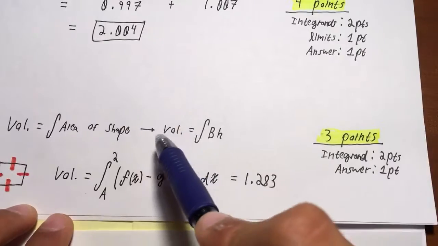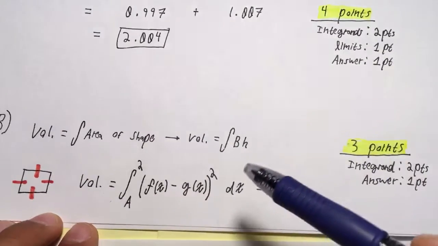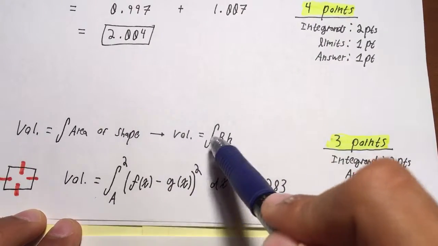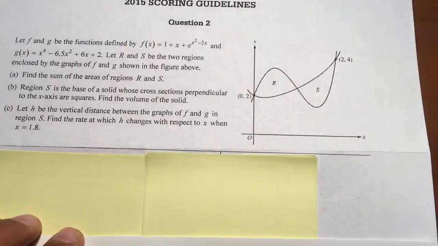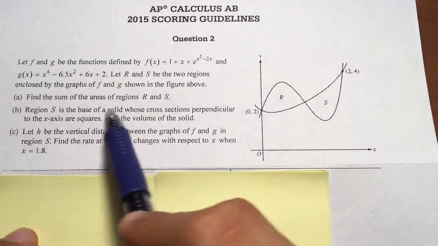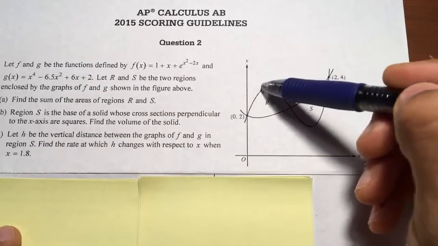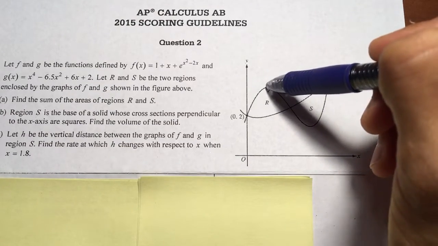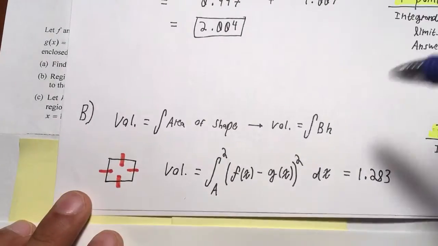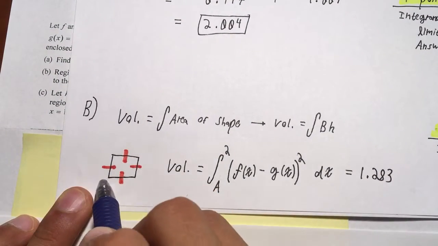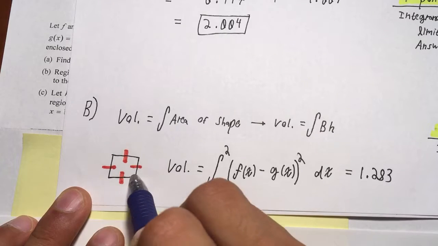So in this case, my volume is going to be, because it's a square, the integral of base times height. Well, what's my base and what's my height? Well, they tell us, if they're squares, one side of the square is going from top of the curve to bottom of the curve. That's one side, right? And this is f of x minus g of x.